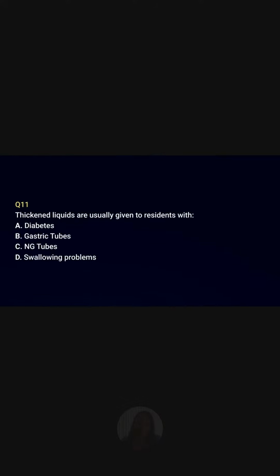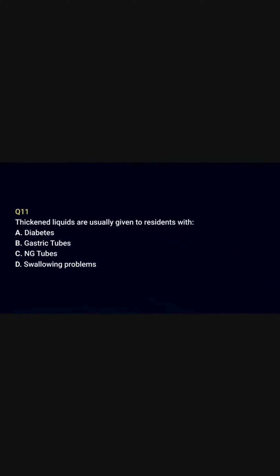Let's go to our next one. Question number 11. This one is tricky. Thickened liquids are usually given to residents with A, diabetes, B, gastric tubes, C, NG or nasal gastric tubes, D, swallowing problems. Who do we give thickened liquids to? Ooh, we're everywhere on this one, but I'm happy that you're trying.